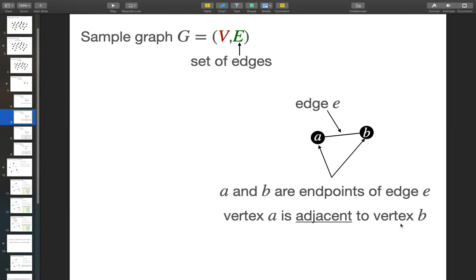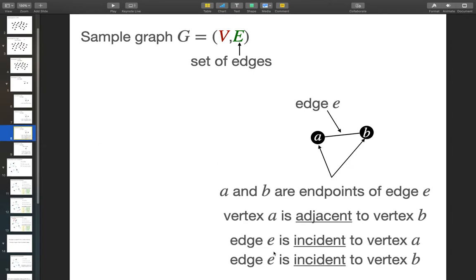Another way to say that, for example, A is an endpoint of edge E is to say that edge E is incident to vertex A. So, pag sinabi nating incident, that is describing the relation of an edge to a vertex. Okay? So, pag sinabi nating incident, endpoint ni edge E, si A. Okay?